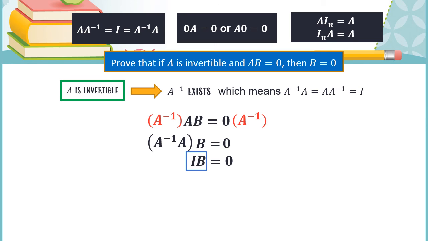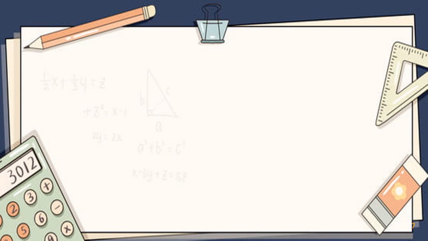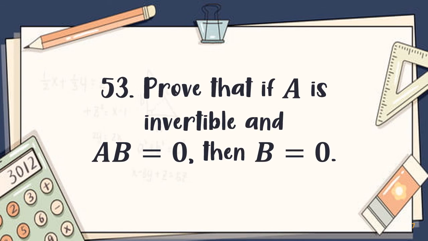Next, in I multiplied by B, applying this property, I multiplied by B will become only B, which is equal to 0. And that's what we want to prove, that if A is invertible and AB is equal to 0, then B is equal to 0.